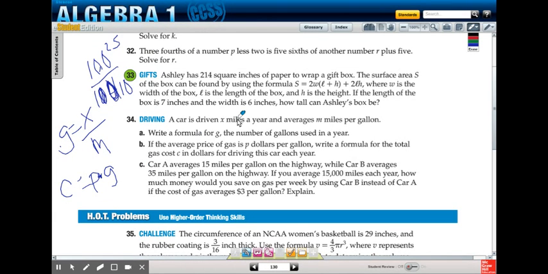And then part C talks about if car A is 15 miles per gallon, that would be your number here, 15 miles per gallon. Car B is 35, so you're going to have to do that equation again with 35 miles per gallon. And if you average 15,000 miles, that's your distance, 15,000 miles each year. How much money would you save on gas per week using car B instead of car A if it's $3? So you know, take each mileage, figure out how many gallons you're going to need, and then you multiply it times the price, 3. And you get your total cost. So it shouldn't be too bad. So I think that's 8 to 34 even, and see how it goes.